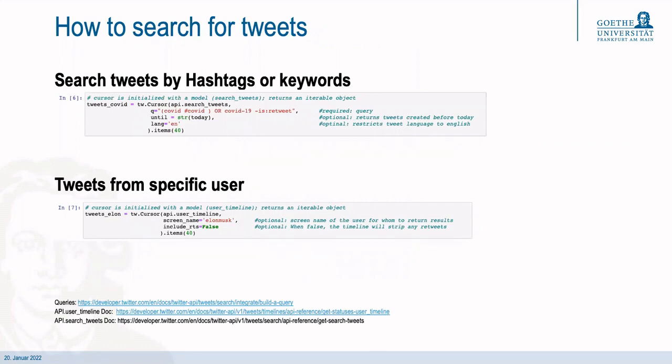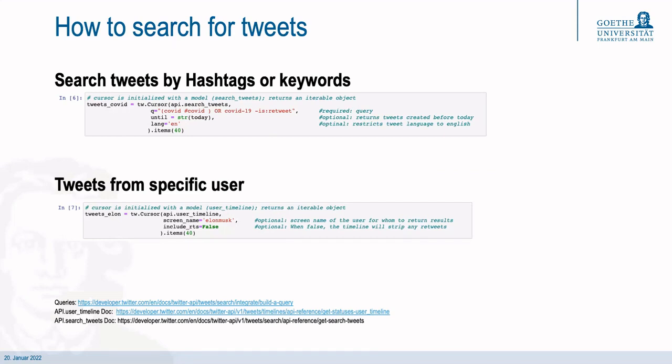So now we can really start with doing some API requests. We first search for tweets by hashtags or keywords. Here we use API.search_tweets. This returns a collection of relevant tweets matching a specific query, and this query is what we define in the q parameter. So we use COVID, hashtag COVID, or COVID-19.